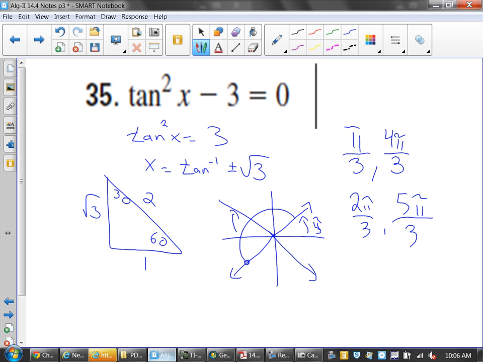I thought tangent was negative in the second and the fourth. It is. Then why are you using it? You are right. Yes, it is.